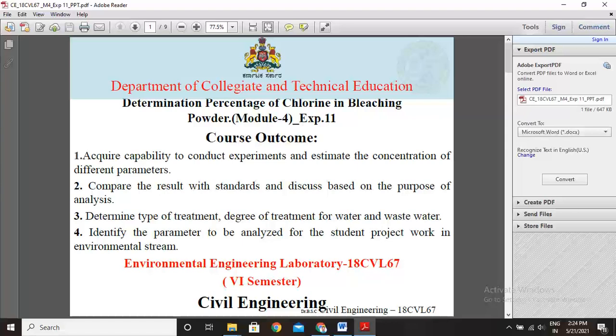So these 4 course outcomes are prepared based on the title of the experiment as well as based on this subject. The title of the subject is Environmental Engineering Laboratory and the subject code is 18CVL67. This comes in the 6th semester of the civil engineering department.